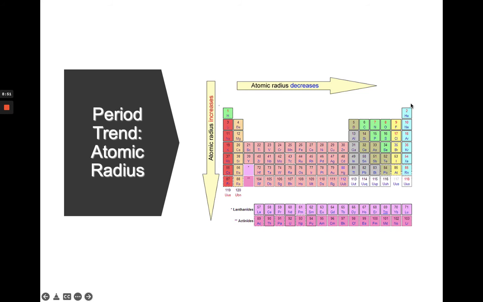Helium here is the smallest on the periodic table. To the right is tight, to the left is loose. That means down here at francium, it's going to be the largest on the periodic table because to the left is loose, and therefore it's going to be bigger.